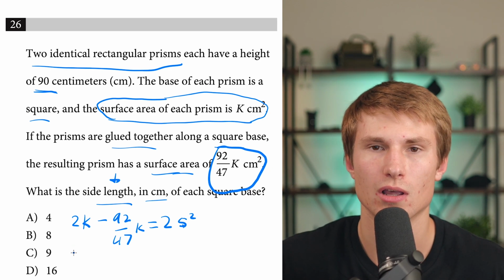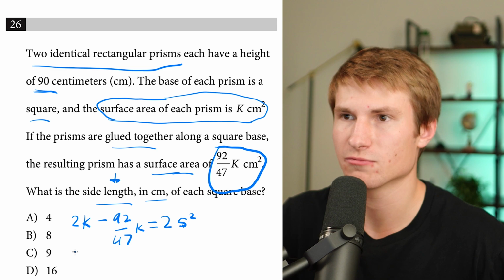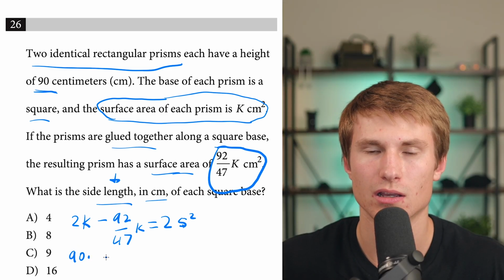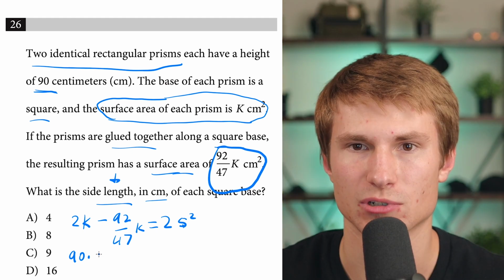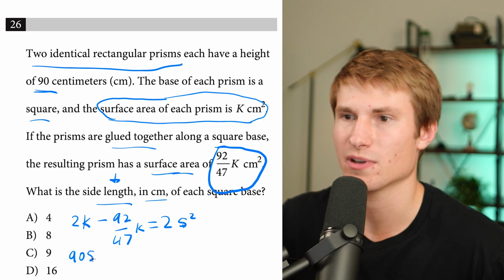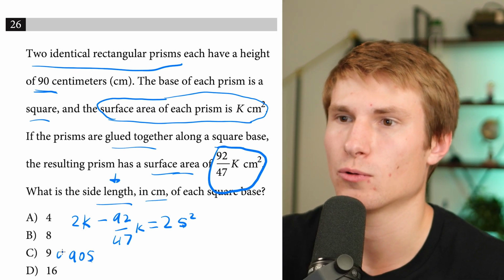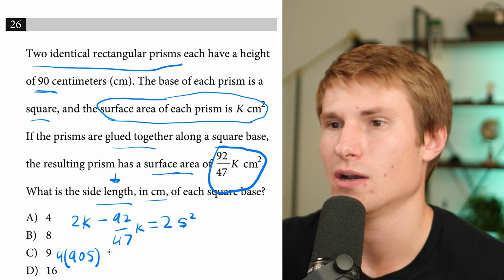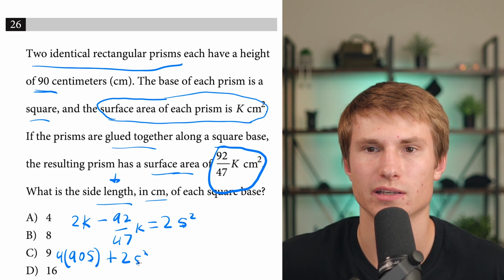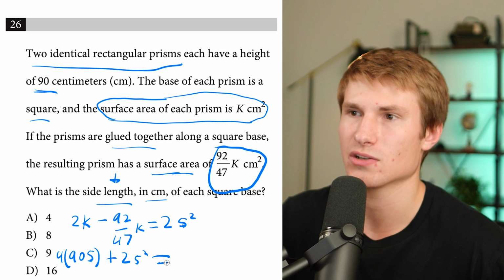So we then know that the surface area for the individual rectangular prism will then be represented as 90, which is the height, times our side length, which we're going to represent as s. So in other words, we can write that as 90s times 4, since we have 4 of those side lengths for each part of that rectangle. Okay, so 4 times 90s, and then we would have that much plus 2s squared, because we also have to account for the square on the top and the bottom of the rectangular prism, and that's all going to equal k.